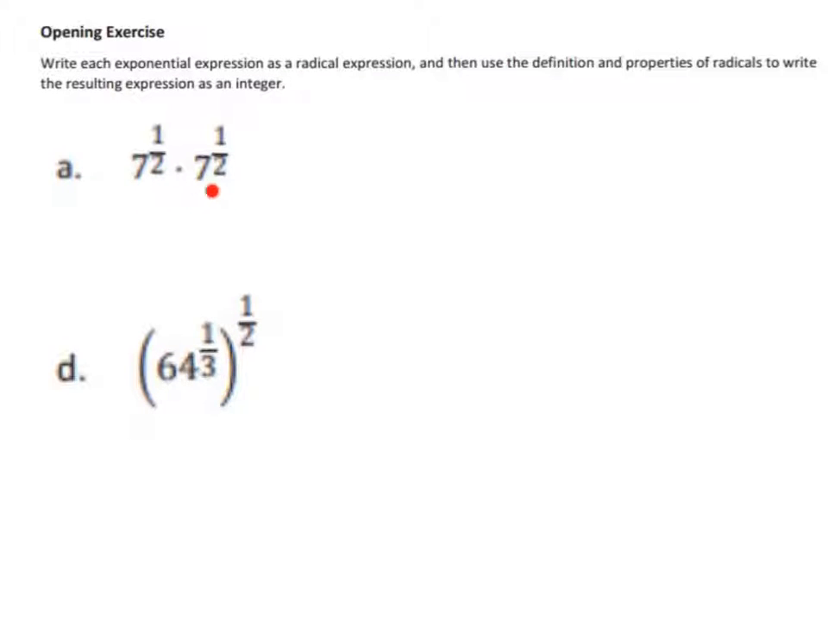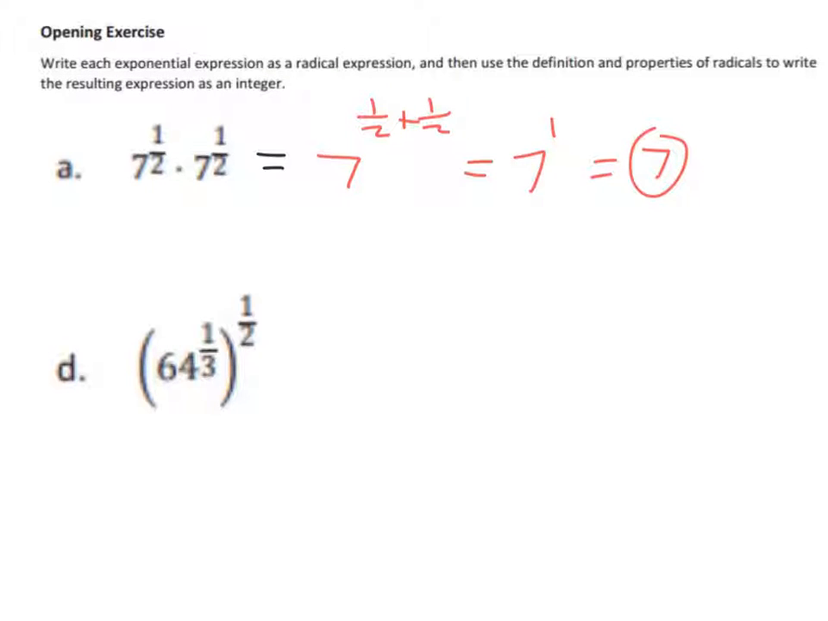Well, folks, we have same bases there, don't we? Whenever we have same bases and we multiply, we keep the base and add the exponents. So what's a half plus a half? You got it. 7 to the whole number 1, and anything to the first power is 7. That easy. Now we go to D.